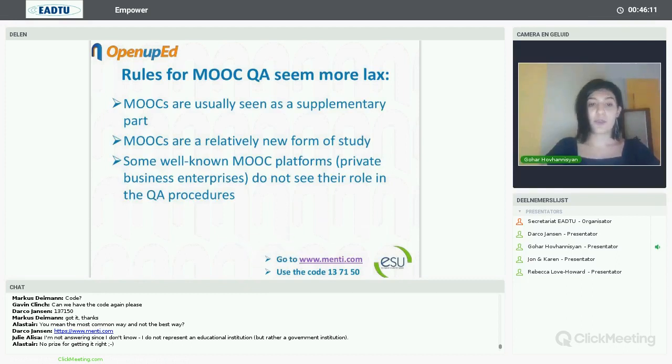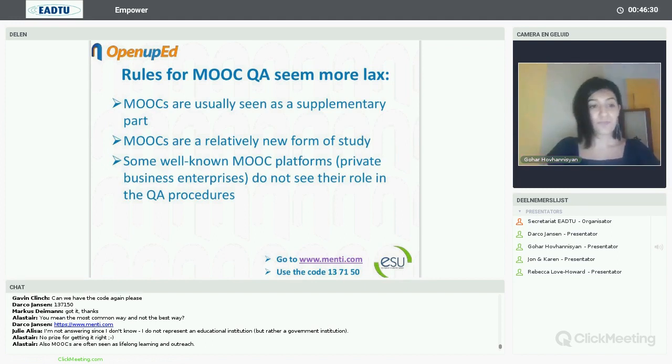And as we know, several very well-known MOOC platforms are private business enterprises, and this separates them from the academic world, and sometimes they do not see quality assurance procedures as needed, and do not see their role in them. So yes, these are the main reasons that result in QA being more lax than for traditional learning. Building up on this, we are trying to look into what the student experience is while we talk about quality assurance, and how we can use the student experience to tackle at least some of the quality assurance issues of MOOCs.